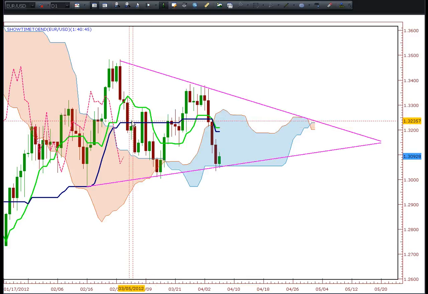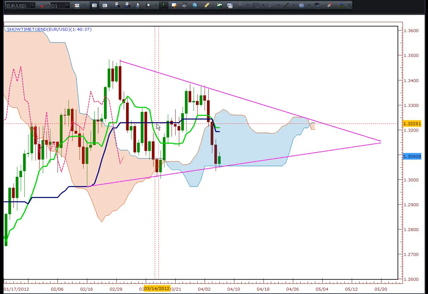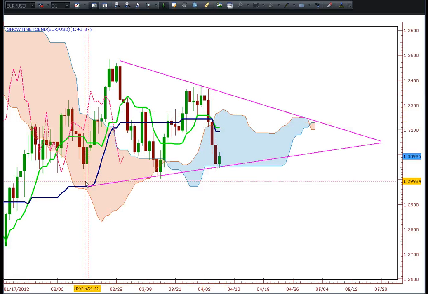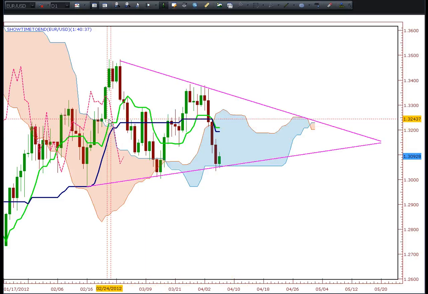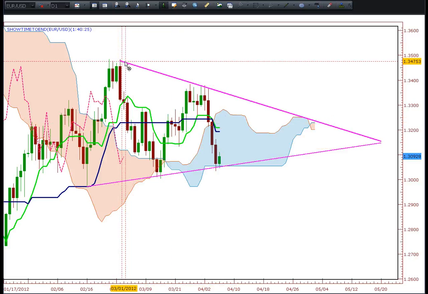The first thing that stands out to me is this Kijun-sen. It's flattened out, which lets me know the market hasn't made any new highs or new lows in at least the past 26 periods. So it's pretty much flattened out here, so we're in a range. But you also see these two pink lines.